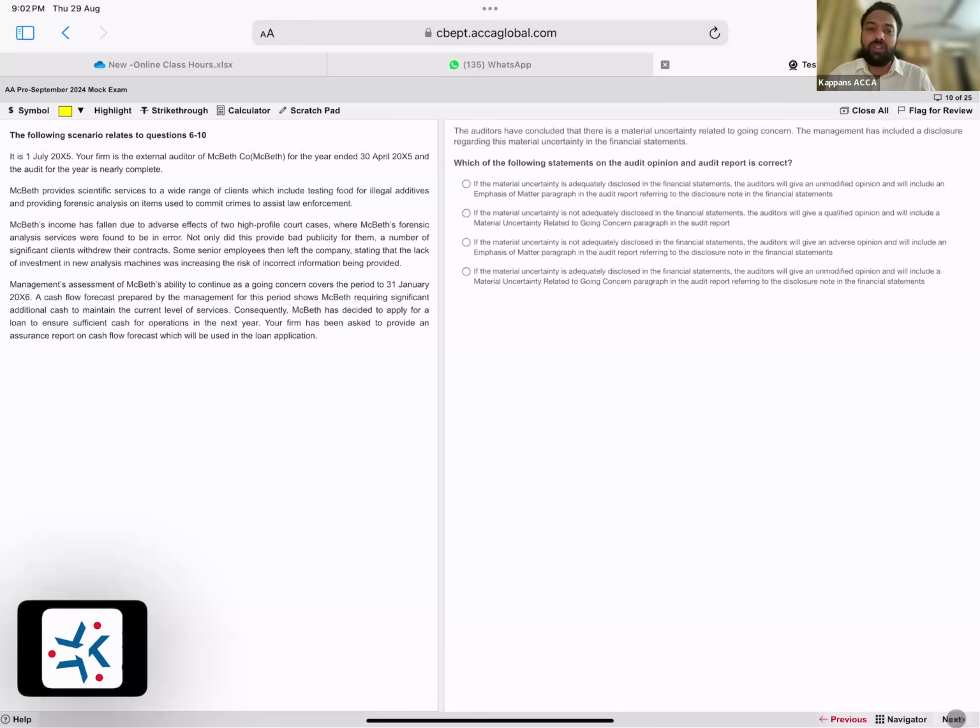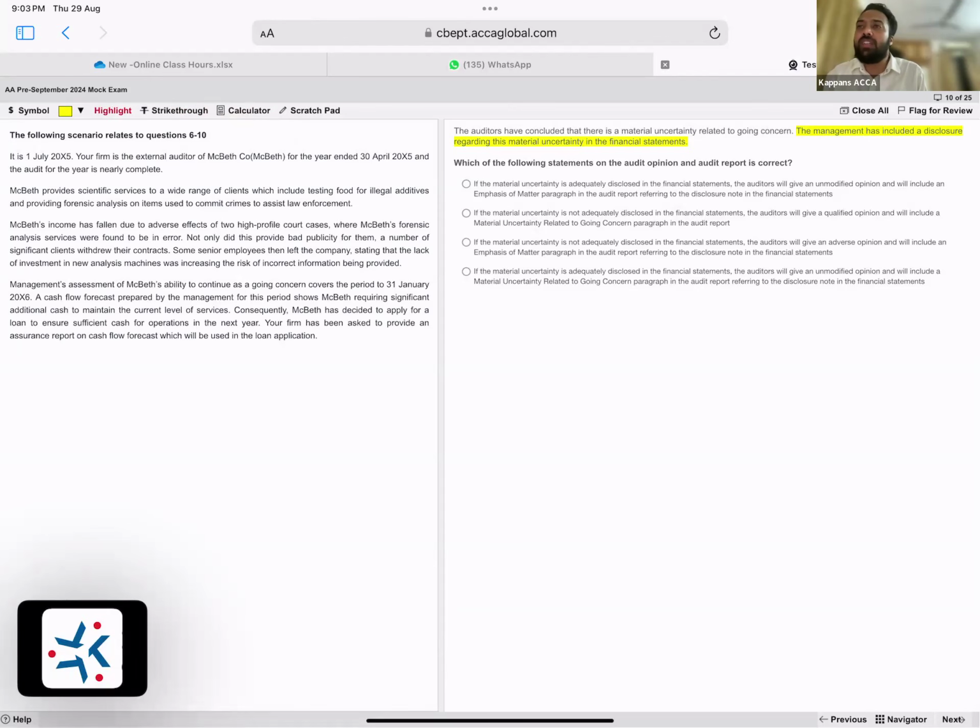The last question of scenario number 2, question number 10. The auditors have concluded that there's a material uncertainty related to going concern. The management has included a disclosure regarding material uncertainty in the financial statements. Which of the following statements on audit opinion and audit report is correct?